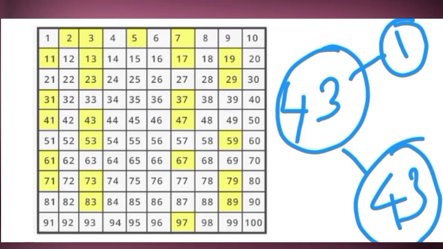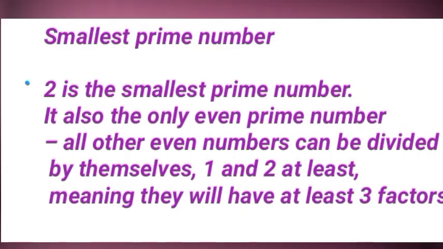So here I can say the shaded numbers are prime numbers. Then what about the unshaded numbers? What about these? These numbers are called composite numbers.